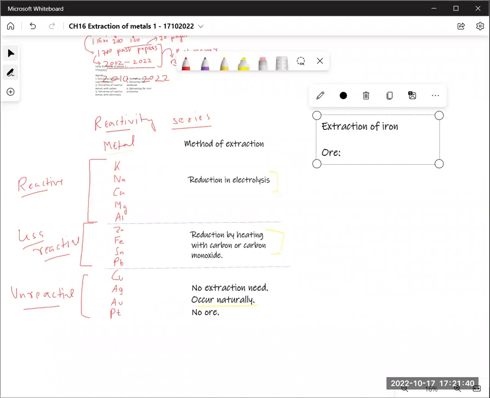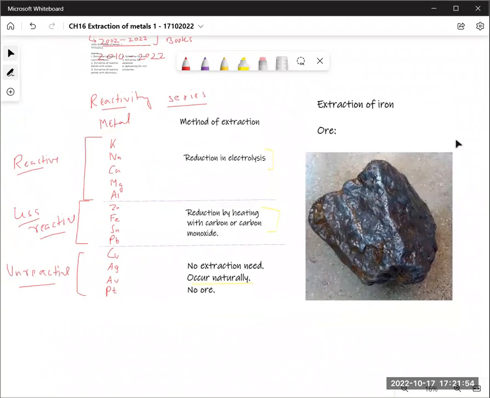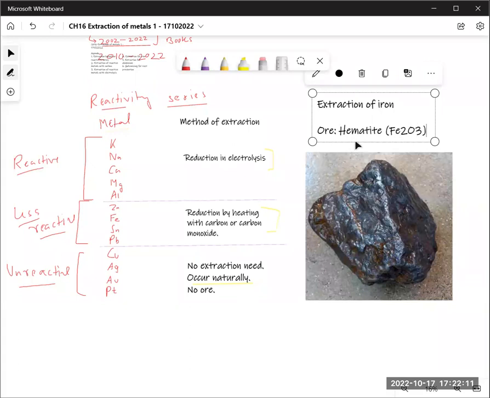Just a second. Now, can you see this on the screen? The photo, this one. Yes. Do you know the name of this? What is it? It's called hematite. I'll write it first for you. Hematite. And the chemical formula is Fe2O3. Write this in your notebook. Tell me when you're done.